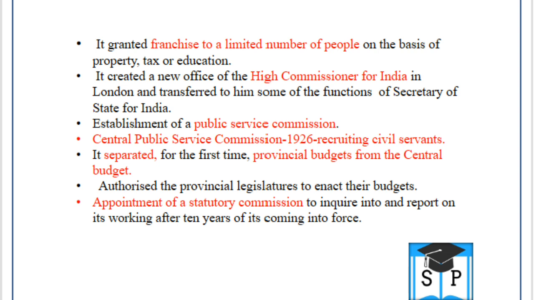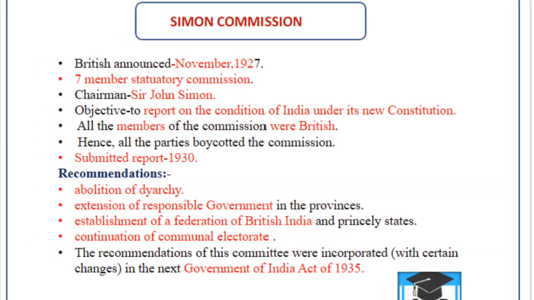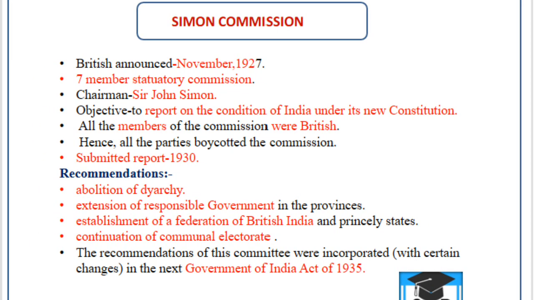This act also provided for the appointment of a statutory commission to inquire into and report on its working after 10 years of its coming into force. Simon Commission. In November 1927, the British government announced the appointment of a 7-member statutory commission under the chairmanship of Sir John Simon to report on the condition of India under its new constitution. But the problem is that all the members of the commission were British. For this reason, all the parties boycotted the commission.